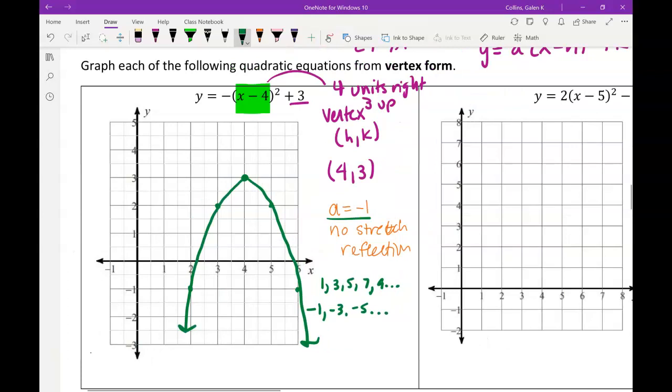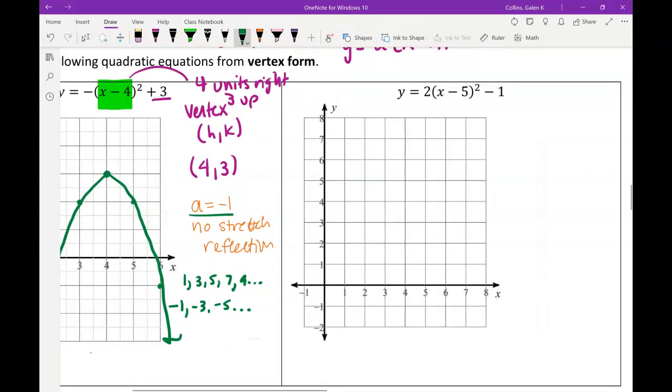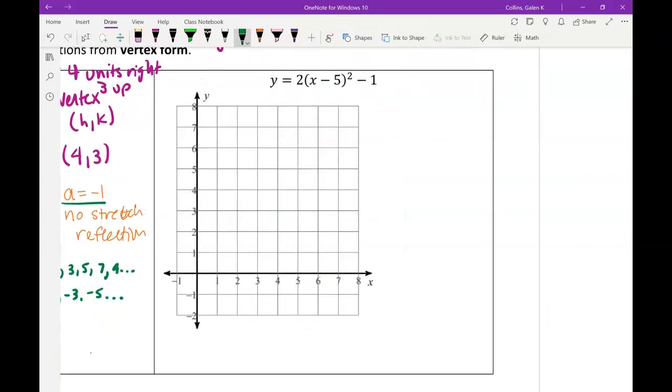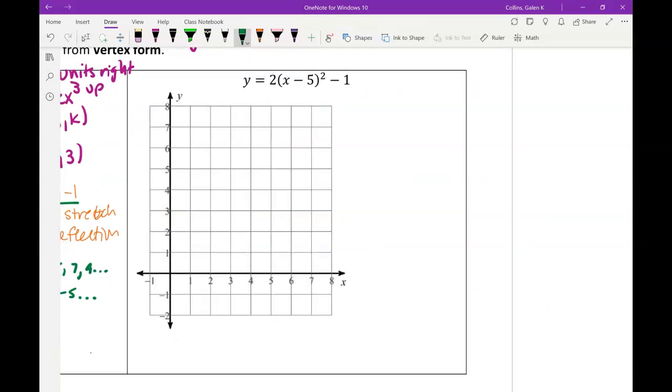So that is the first one. The second one is similar, except that we do have a stretch now. Again, my vertex is going to be at +5 comma -1, because this is going to cause me to go 5 units to the right, not the left, but the right. I know that part's counterintuitive, and this is going to cause me to go 1 unit down. And now a is 2.